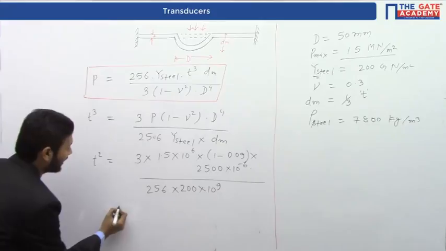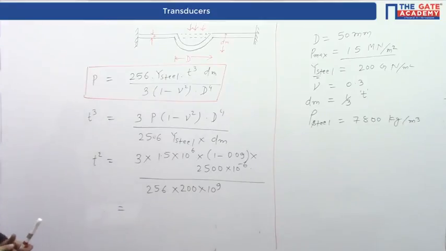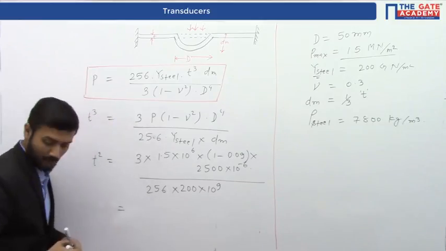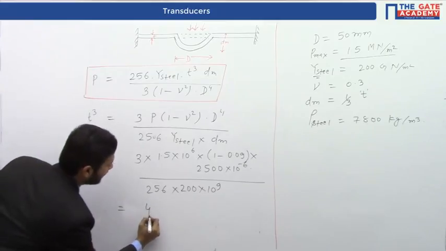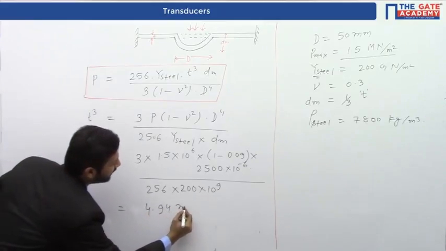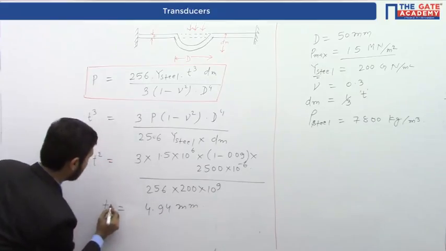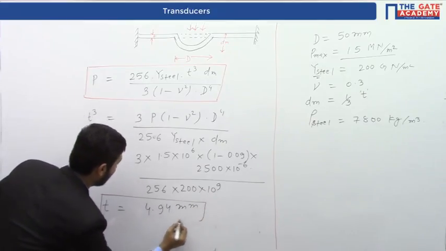If we solve this one, we'll get the thickness as about 5 millimeter, or more precisely 4.94 millimeter. This thickness is 4.94 millimeter.